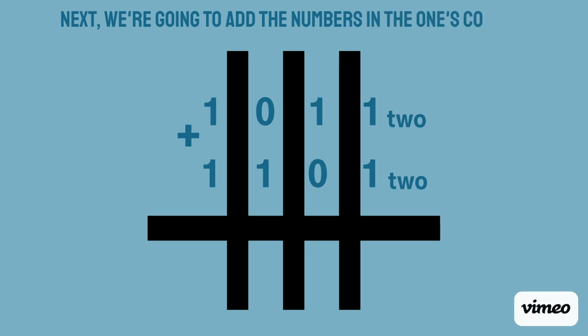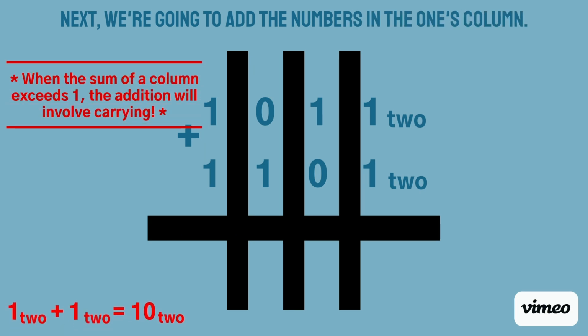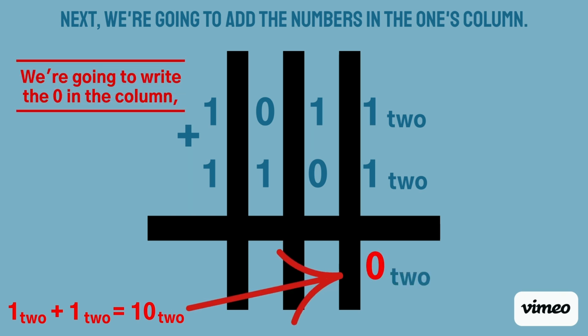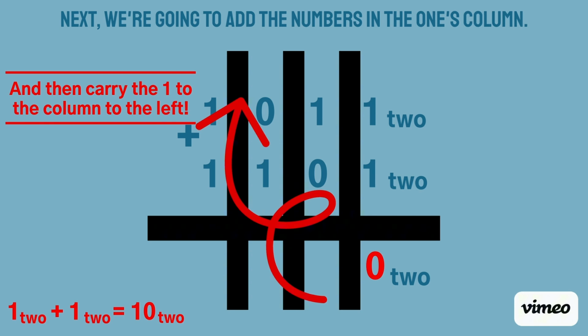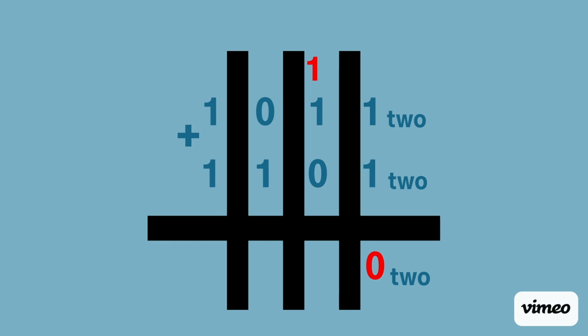Next, we're going to add the numbers in the ones column. 1 in base 2 plus 1 in base 2 equals 10 in base 2. We're going to write the 0 in the ones column, and then we're going to carry the 1 to the column to the left.